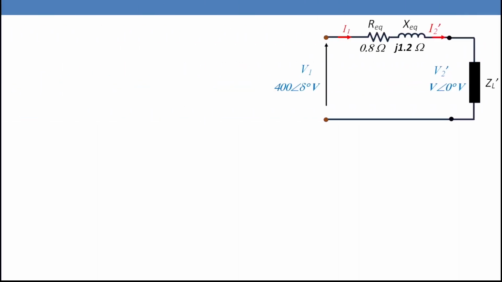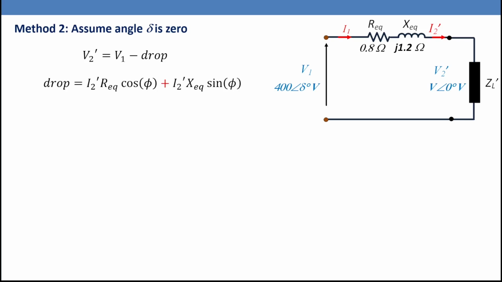Can we simplify the problem? Yes. We are going to assume angle delta is 0, because that one is 0.414, so very close to 0. But if the angle delta has an appreciable value, it's recommended to use the previous method. But now we are going to assume angle delta is 0, so we know the equation V2 dash equals V1 minus drop. And the drop equals I2 dash R equivalent cosine phi plus I2 dash X equivalent sine phi.